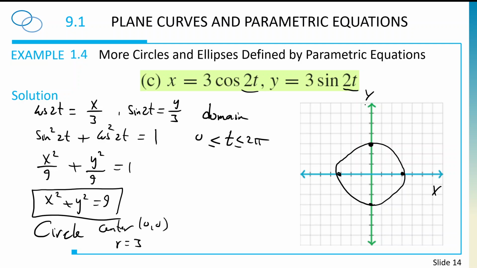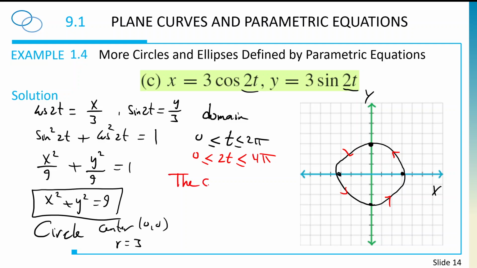This is x, y, and the orientation here, if you check it yourself for this question, is counterclockwise. Take any 2 points. The orientation is counterclockwise. Now, what's the effect of this 2t? If you think about the original domain t from 0 to 2 pi, now it's 2t. So you just adjust the domain times 2. So this is 0 to 4 pi. What does it mean in this case? It means that the object traveled this circle twice.